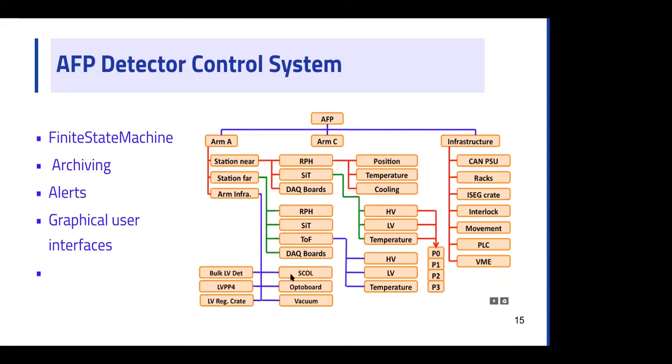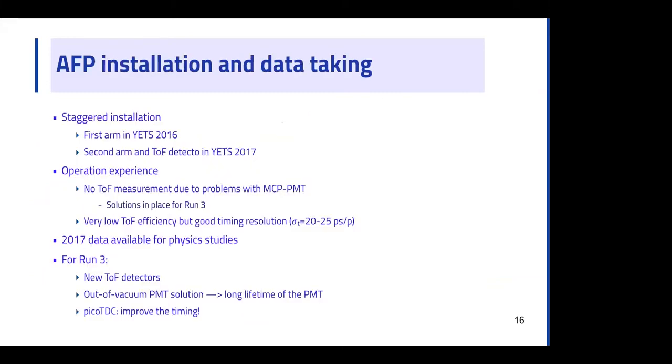I will not talk too much about this because you will have a seminar in the near future about all these control systems. So I move to the status of AFP. AFP was designed to be installed in a staggered procedure. The first arm was installed in 2016 in the year-end shutdown, and then the next arm and the time of flight detector were installed in 2017, also in the year-end technical stop.